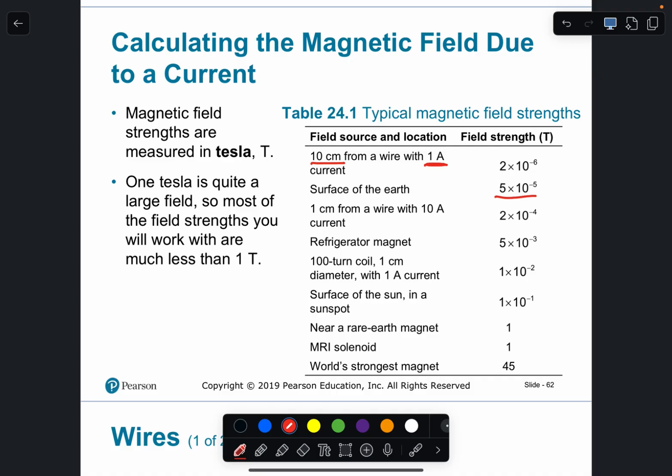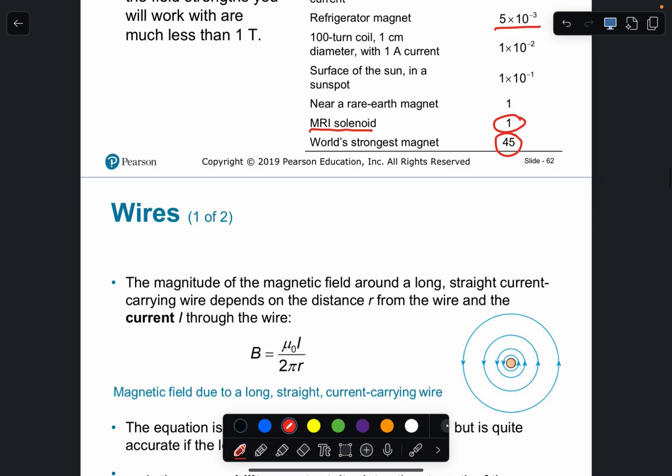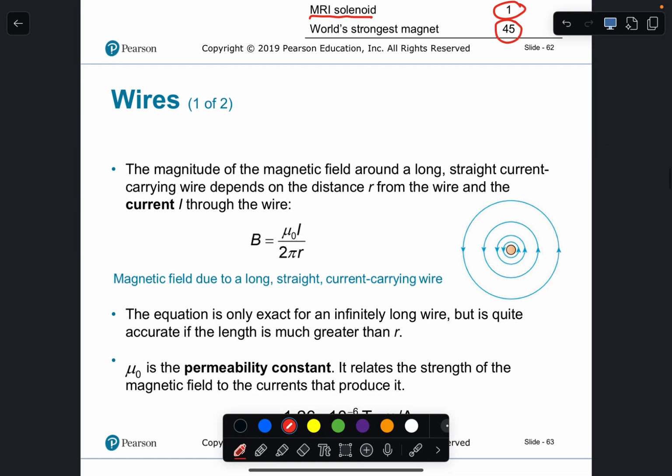A strong refrigerator magnet, still fractions of a Tesla. MRI solenoid, about 1 to 2 to 3 Tesla. Okay. And then the world's strongest magnet, the strongest magnet that we can create, only produces 45 Tesla. So Tesla is a large unit. Just like charge is a large unit, right? We were working with fractions of charges.